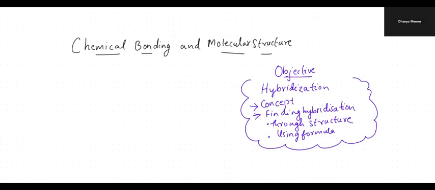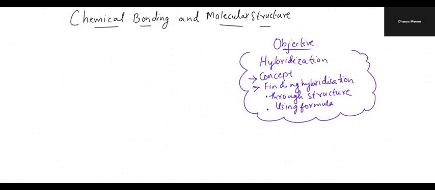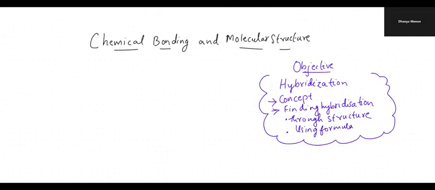Okay, in the previous video we learned about valence bond theory and how it could not explain the geometry of the molecule. In today's video we will be learning about hybridization: the concept of hybridization, how it can explain the geometry, and also how to find the hybridization of different molecules. Okay, so first we start with what is hybridization?